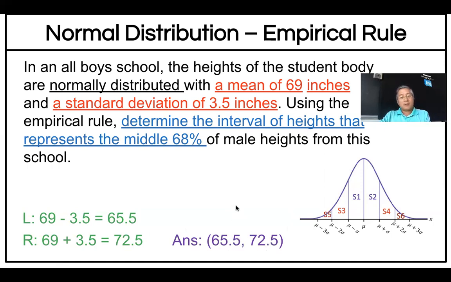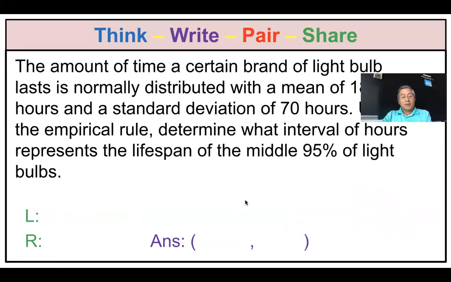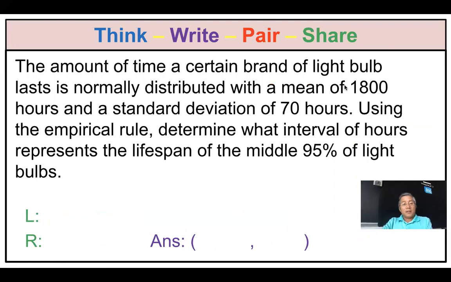All right, let's have another example. The lifetime of a light bulb is normally distributed, with a mean of 1800 hours and a standard deviation of 70 hours. So 1800 hours is the mean, 70 hours the standard deviation. What is the interval for the middle 95%? So what should you do? From the mean, how many standard deviation range? Yes, 95% is 2 standard deviations. You know how to do it, right?